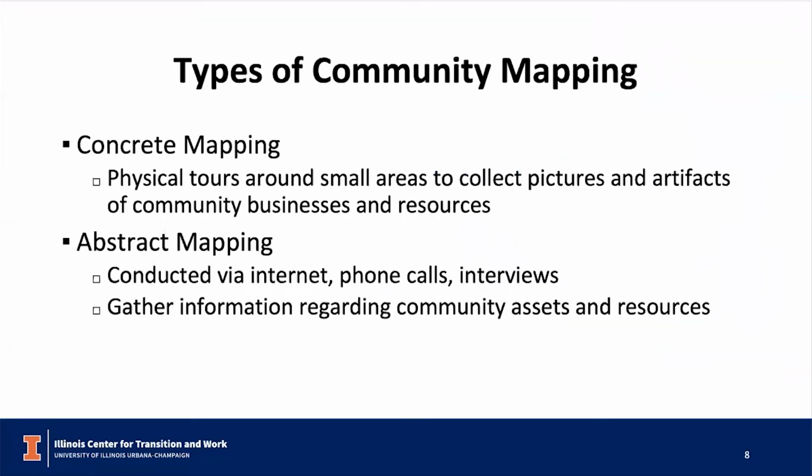There are two types of community mapping. It can be done two ways. The first way is concrete mapping, and that is your physical tour. You're out there on the street, you're walking around, you're collecting pictures and artifacts and going into businesses and talking to people. And then the other way to do that is abstract mapping, which is the more convenient and modern way to do it. And that's getting on the internet, looking up your community, looking for things that are in your area, gathering information regarding those community assets and resources.